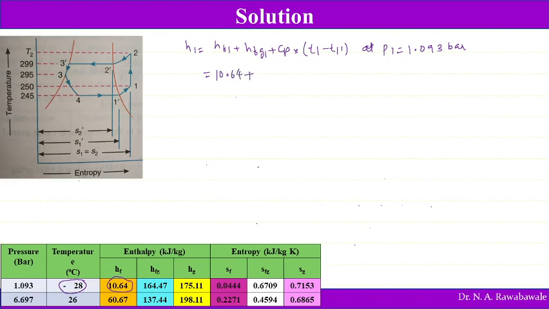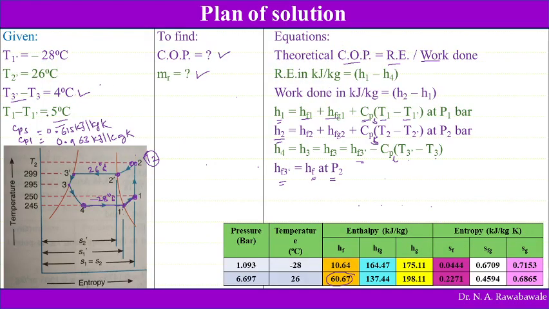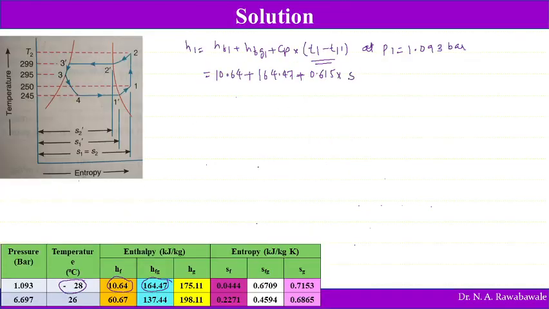10.64 plus HFG is 164.47, plus CP of steam, which is given as 0.615, into (T1 minus T1 dash), which is given in this problem as 5 degrees Celsius. I think T1 minus T1 dash is 5 degrees Celsius. So this is taken as 5. So now from this we can find H1.